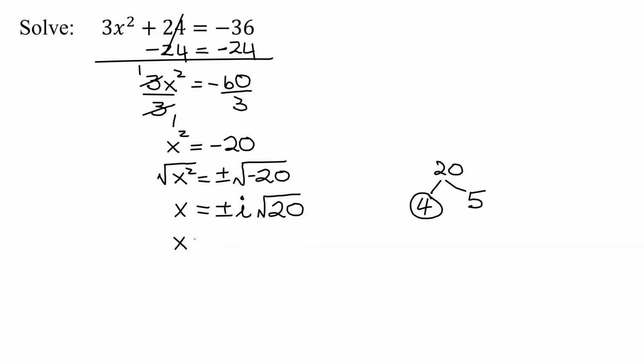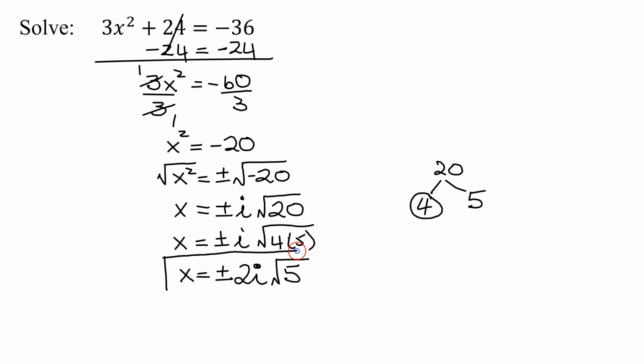So I get x equals plus or minus i times the square root. Instead of 20, I'm going to put 4 times 5. So x equals plus or minus. Now the square root of 4 simplifies. The square root of 4 is 2, so I'm going to write that in front of the i. So I get 2i times the square root of 5, because the square root of 5 does not simplify. So that is one way of writing my two solutions.